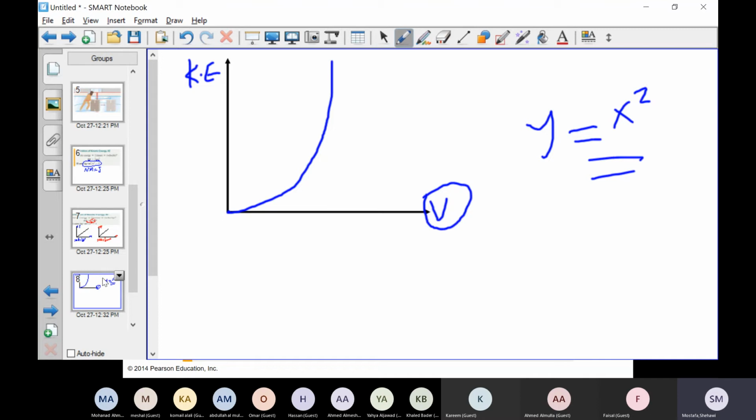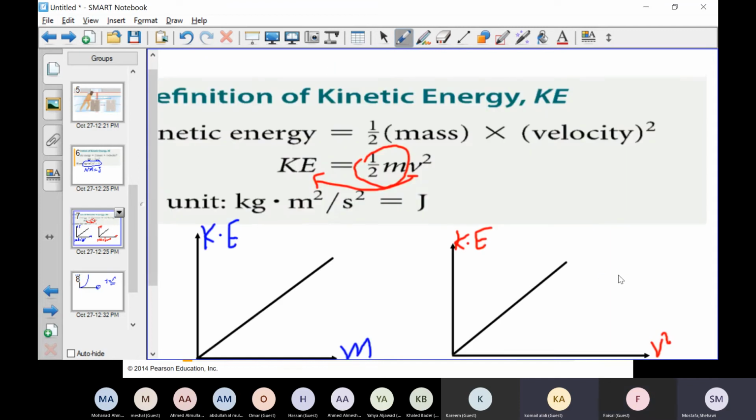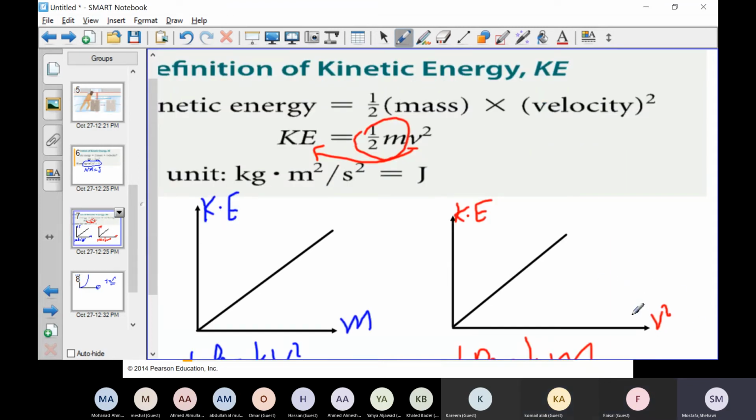Mister, why is it not a straight line? Why is it curved? Because it will be only a straight line in velocity square, not velocity.